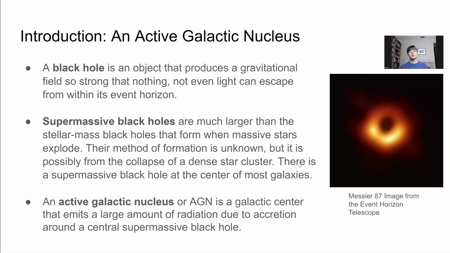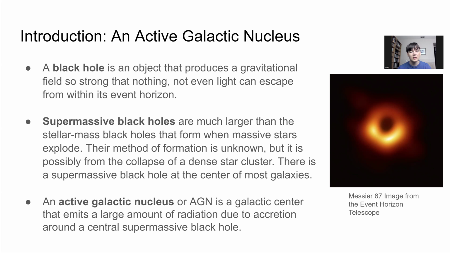A black hole is an object that produces a gravitational field so strong that nothing, not even light, can escape from within its event horizon. Supermassive black holes are much larger than the stellar massive black holes that form when massive stars explode. Their method of formation is unknown, but it is possibly from the collapse of a dense star cluster. There is a supermassive black hole at the center of most galaxies.